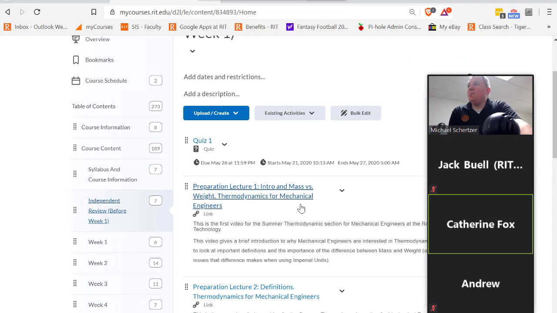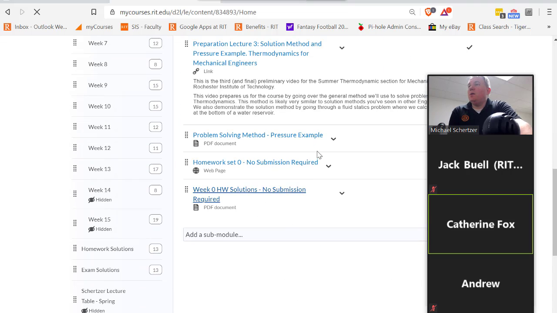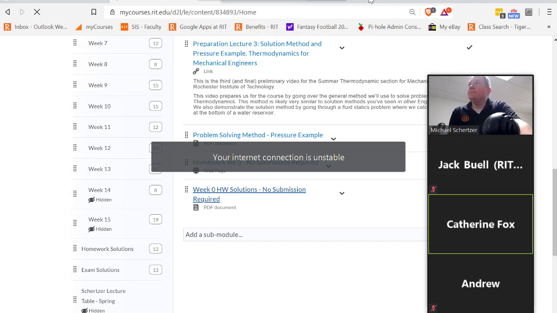Oh, apparently it wants to load. Yeah, my internet connection is unstable.